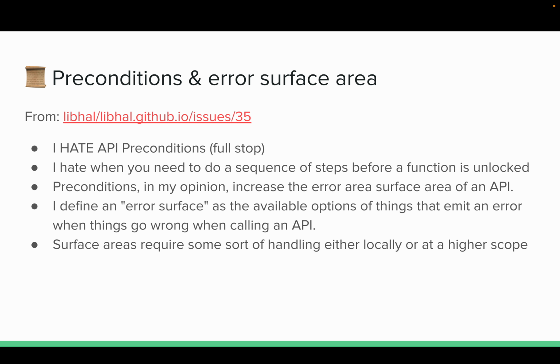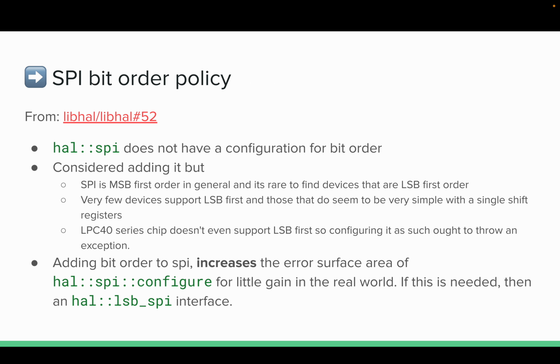Just thoughts. Surface area requires some sort of handling, either locally or at a higher scope. So whatever we can do to reduce our error surface area. I want errors that are meaningful and handleable. If an error is due to the API design, I think we should change the API in order to prevent those errors from happening. So that's pretty much what this particular area talks about.